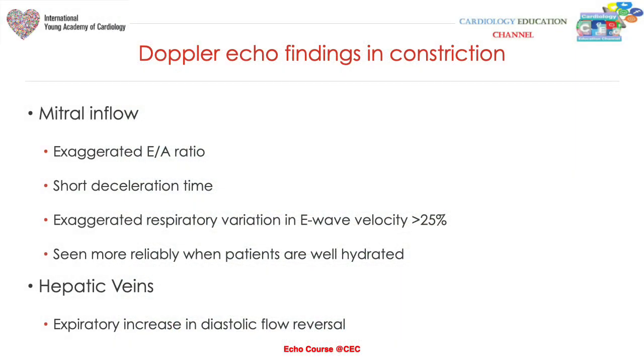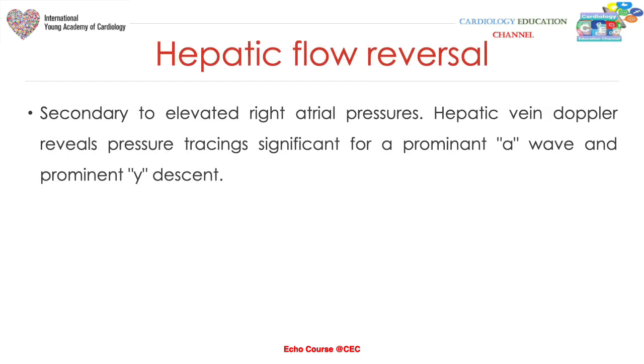So moving on to the Doppler findings of the constriction over the mitral inflow, you may have an exaggerated E/A ratio, short decel time, exaggerated respiratory variation in E velocity more than 25%, as we have seen before, and seen more reliably when patients are well hydrated, not in dehydrated patients. Also, the hepatic veins may show expiratory increase in diastolic flow reversal. And the hepatic flow reversal is usually secondary to elevation in the right atrial pressure.